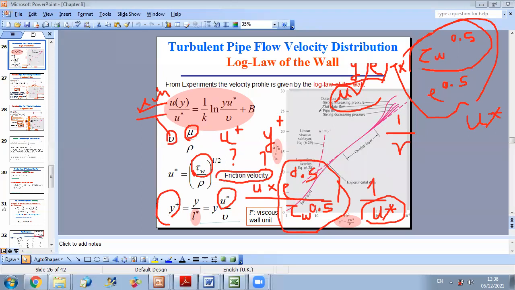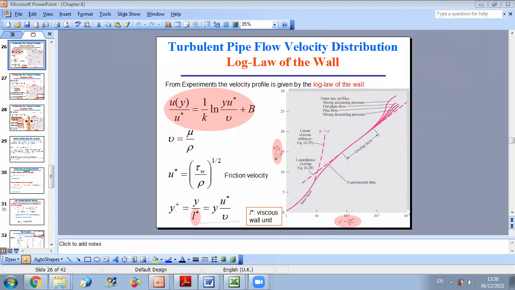What is the importance of this result? This result tells us that if you want to experimentally draw the profile of velocity, we can create a dimensionless number u plus for velocity and a dimensionless number y plus for y, and then draw how it varies. You can measure u plus, which is u over u star. U star is measured experimentally. So when you perform experiments, you can get all these variables.